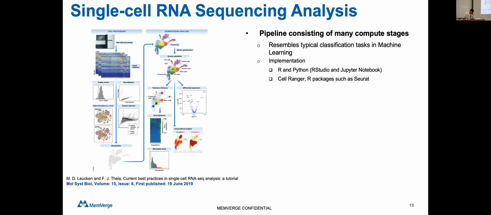Okay. Thank you. This area is called single cell genomics. In single cell genomics, there are lots of steps in a pipeline. As shown on the left-hand side, you start with a raw data set, you do some data cleaning, then you do some machine learning clustering in the upper right corner, then you do some visualization and other analysis. So there are many steps here.